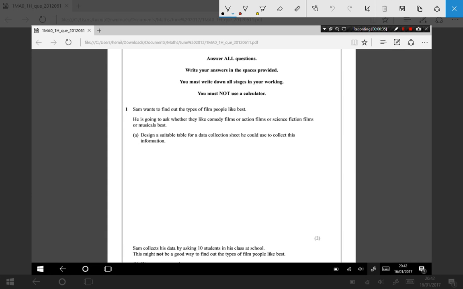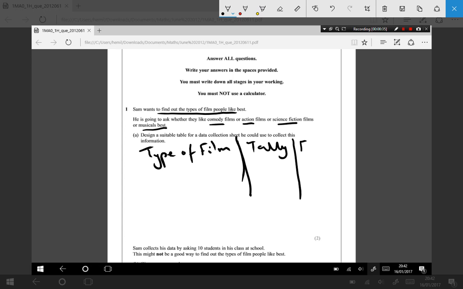Alright, so it says Sam wants to find out the types of film people like best. He's going to ask whether they like comedy, action, science fiction or musicals best. Design a suitable table for a data collection sheet he could use to collect this information. So now the most appropriate thing there would be is to write down the type of film first, and you know that it would be a frequency tally table, because the person has to count up how many there are, tally, and then frequency.